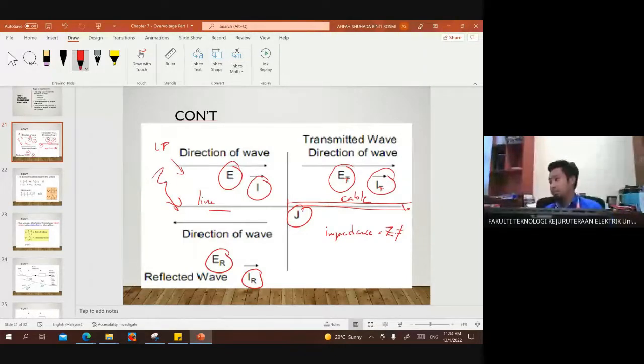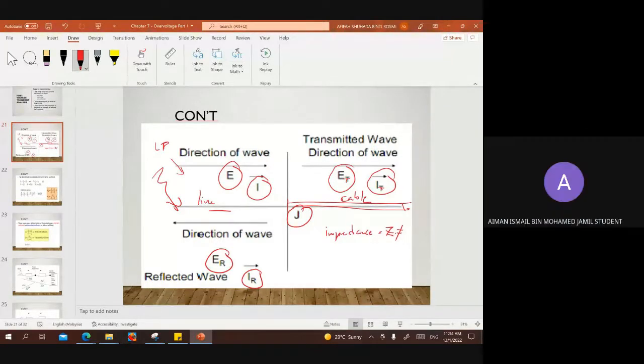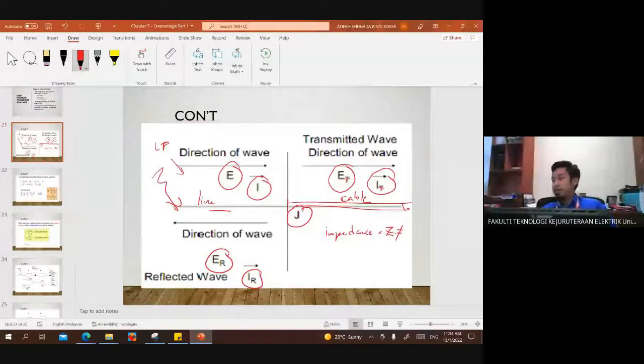Ada soalan tak? Ada tak yang tak faham? Dia reflect dalam kabel ke macam mana, doktor? Ya, dia akan reflect dalam kabel tu juga.